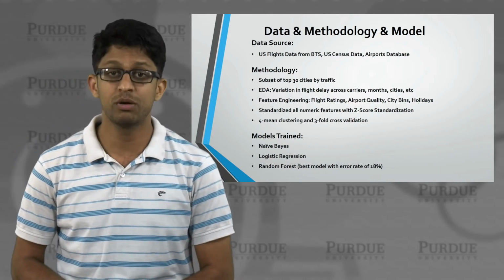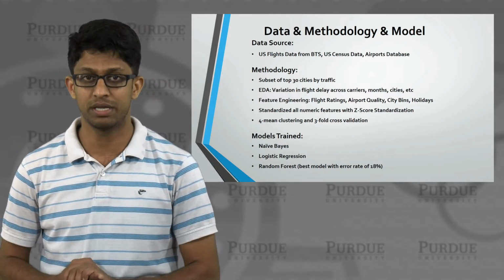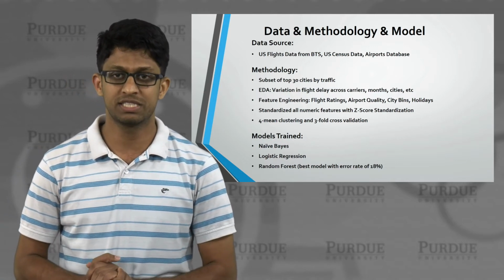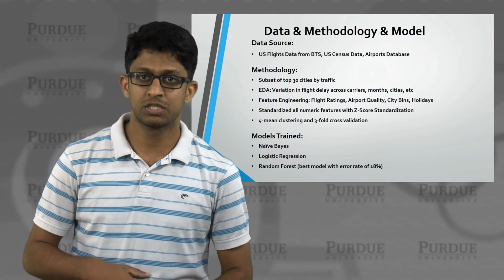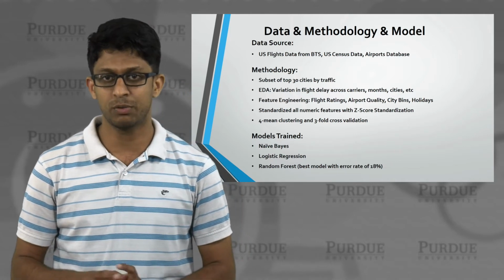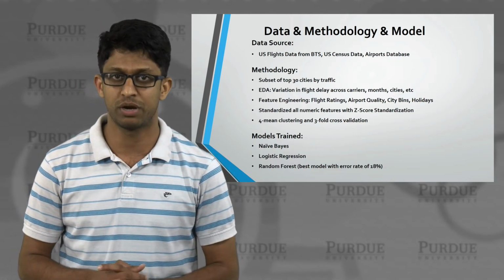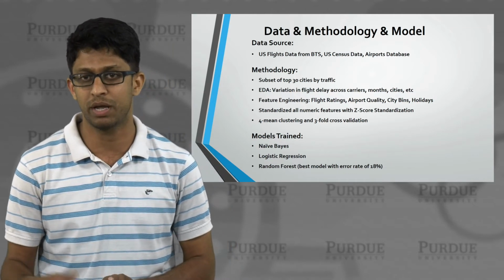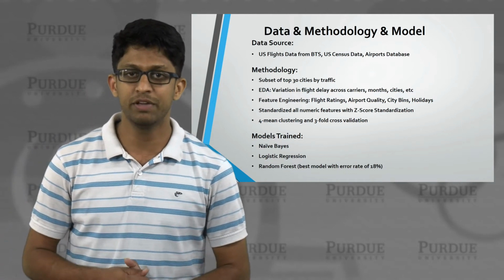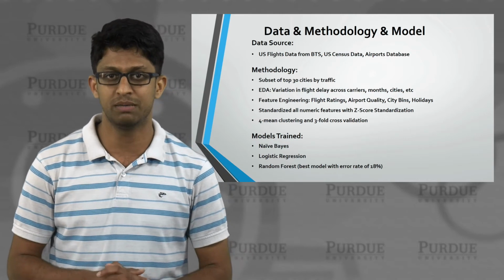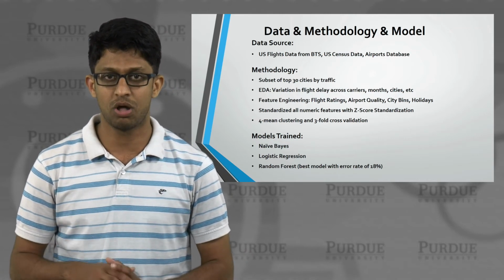So now, if you look at the models trained, we trained 3 models. First was Naive Bayes, logistic regression, and random forest. So among all the 3 models that were trained, we saw that the results were very consistent and good for the random forest model. So we went ahead and employed that for our analysis. And we could see that the error rate of random forest was 18%, which was the lowest among all the 3 models.